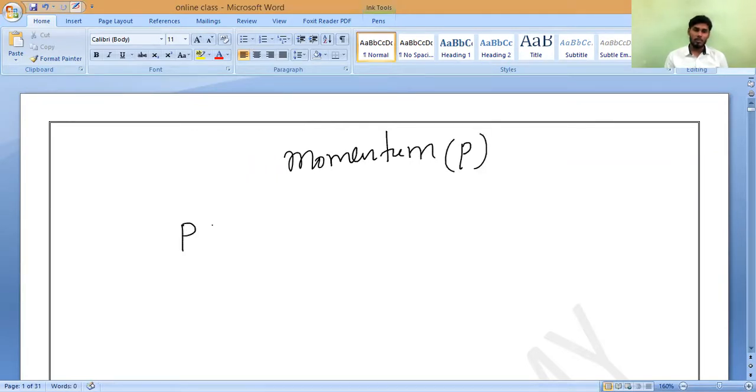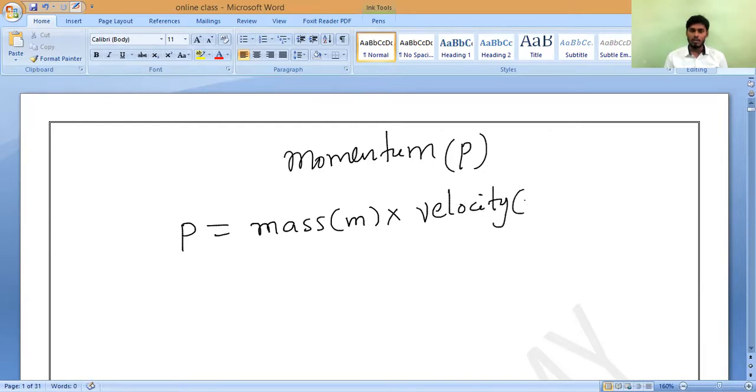The momentum P of any body is the product of two quantities. One is mass, which we represent with M, and another one is velocity. That is what we have studied. So momentum equals mass into velocity.